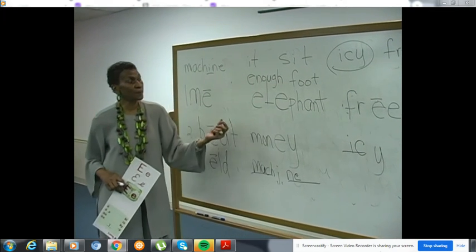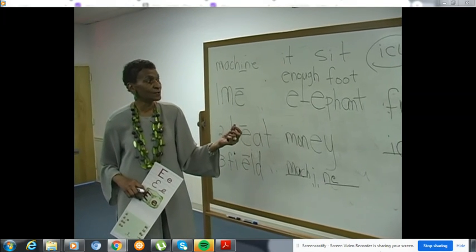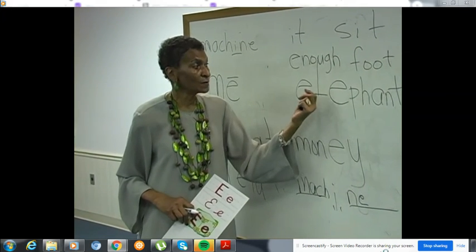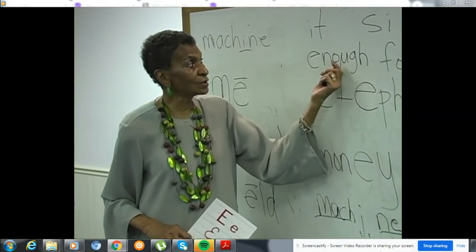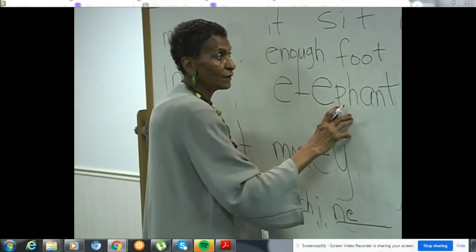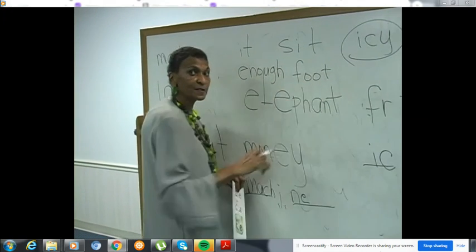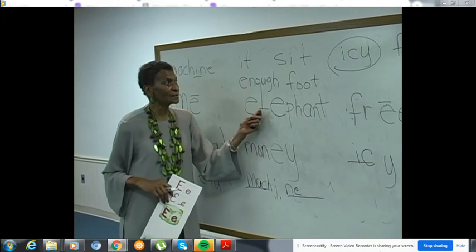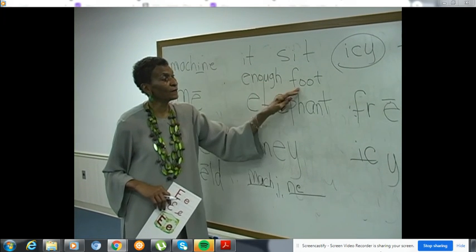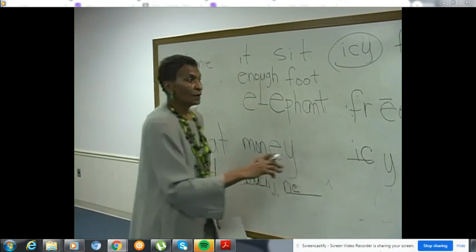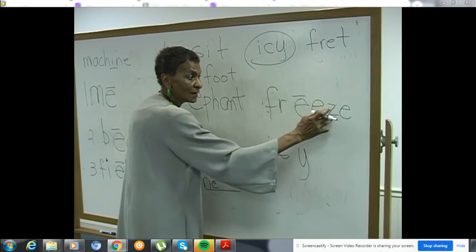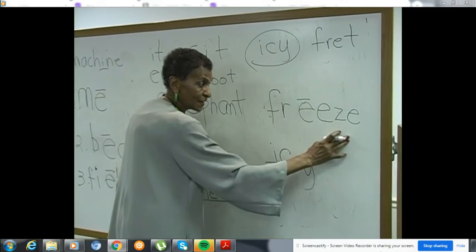The OUGH now says F, the single F says F, and the PH. To teach children repeatedly to say, I conclude. Now we're teaching them logic, we're teaching them word attack skills, we're teaching them phonetics. I conclude that OUGH has the sound of F, PH has the sound of F, and single F. But the teacher must be astute enough to ask, what do you conclude about these three words? Enough, foot, and elephant.